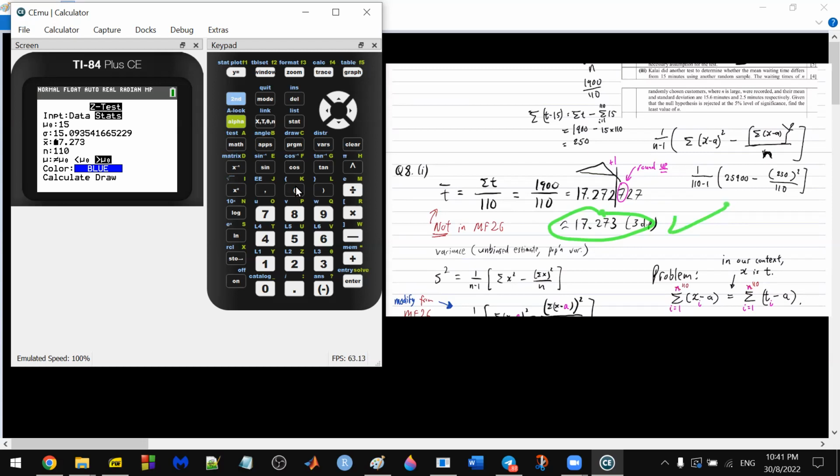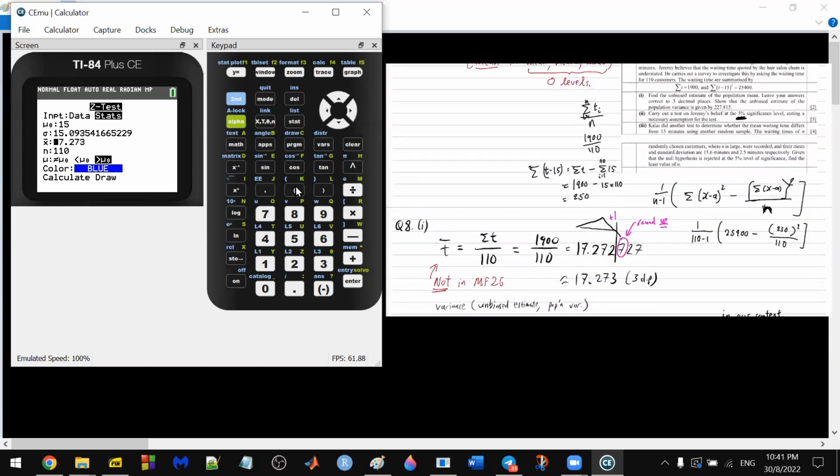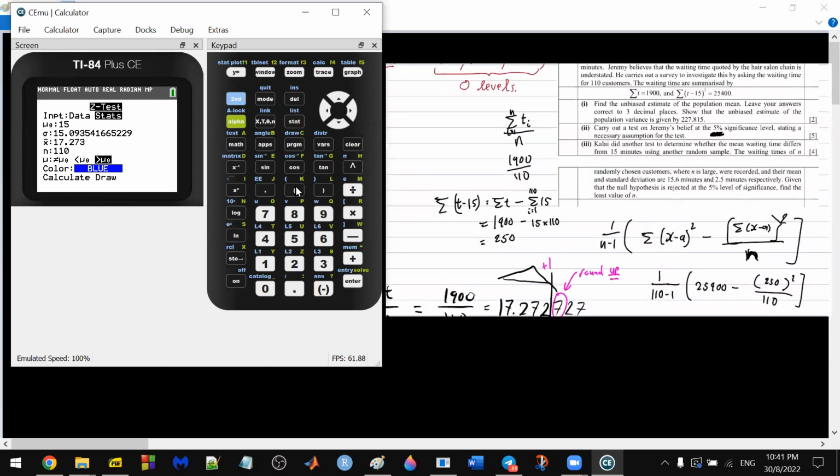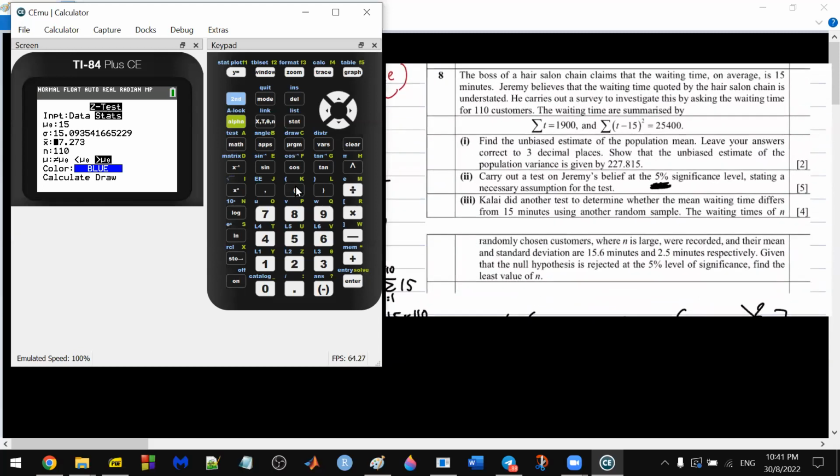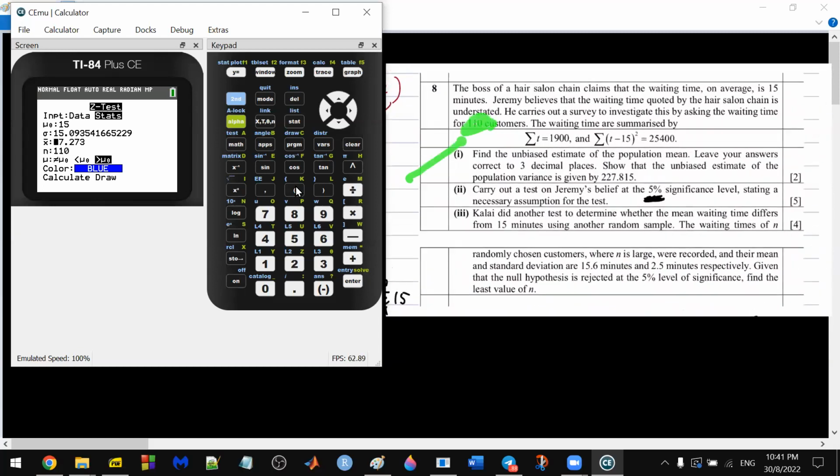You need to do a bit of calculation for the X bar. Then finally, N is 110, the sample size. If you recall from the question, 110 customers. Then this is a right tail test because Jeremy is trying to show that the salon takes more time than 15. So right tail test. And then finally you go down and press calculate, enter. And there we go, finally.